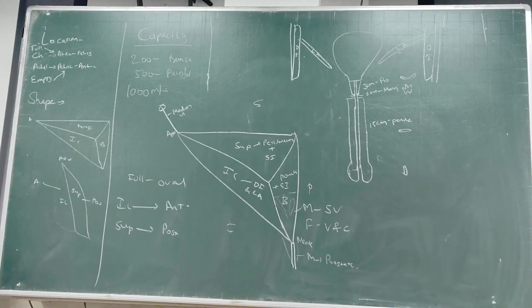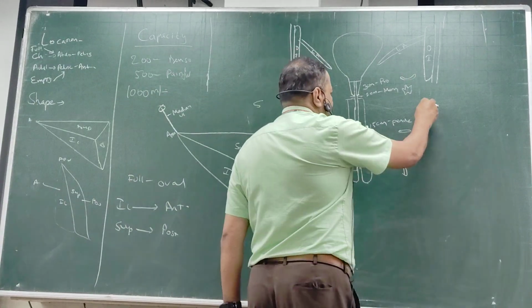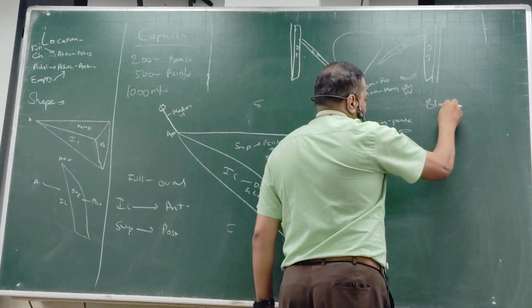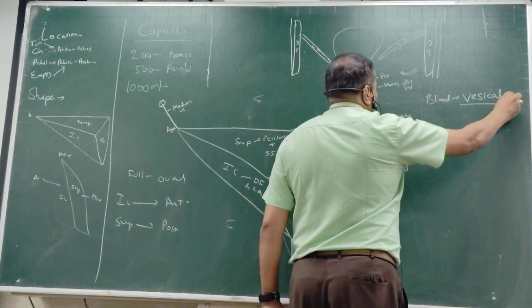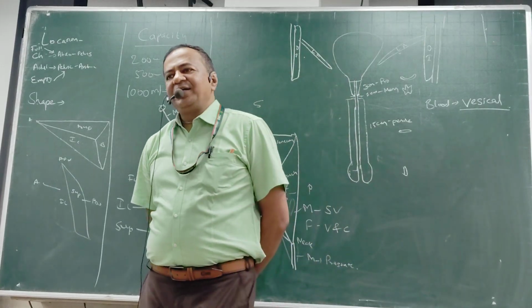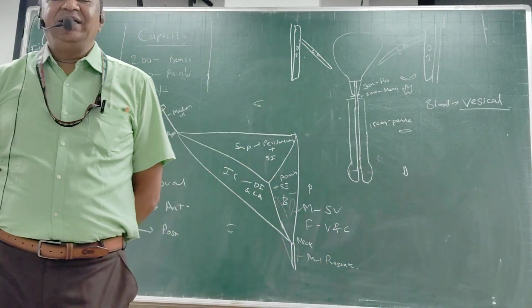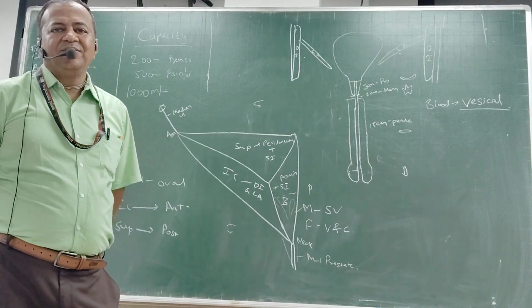Okay. Blood supply of the bladder. You have to just remember the word vesical. The superior vesical artery, inferior vesical artery, and venous drainage is by the vesical plexus. Okay?